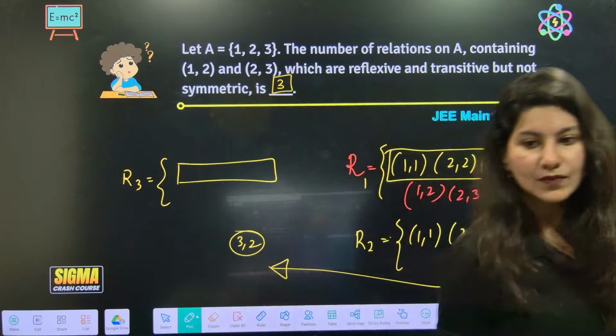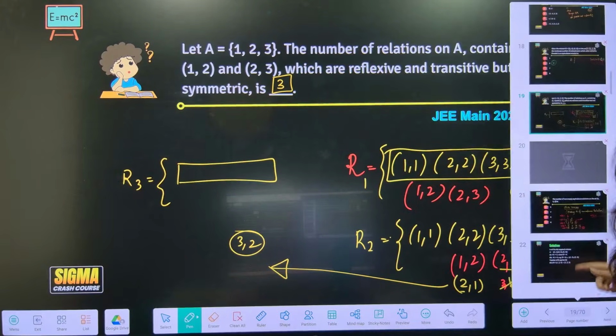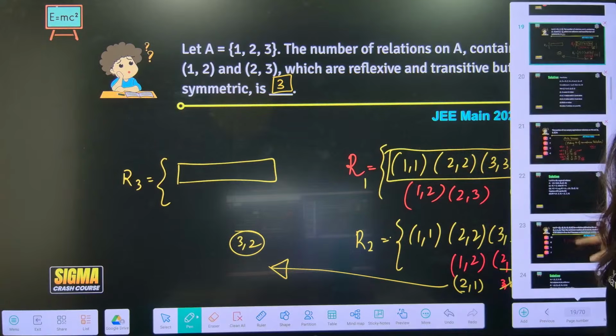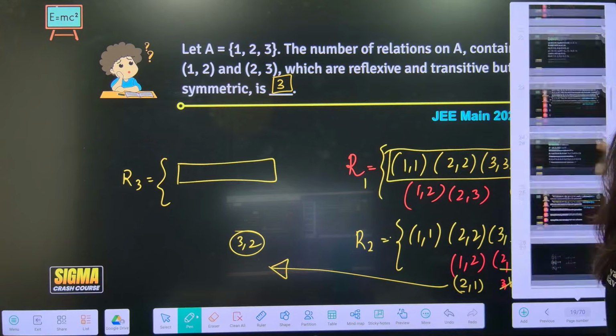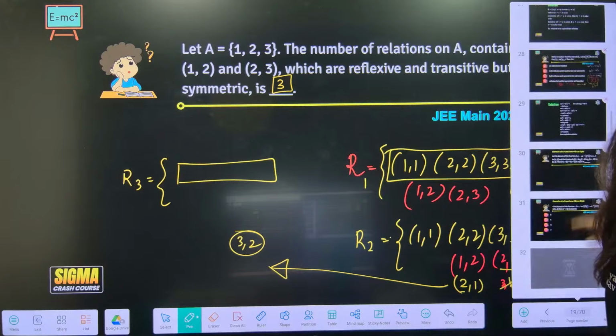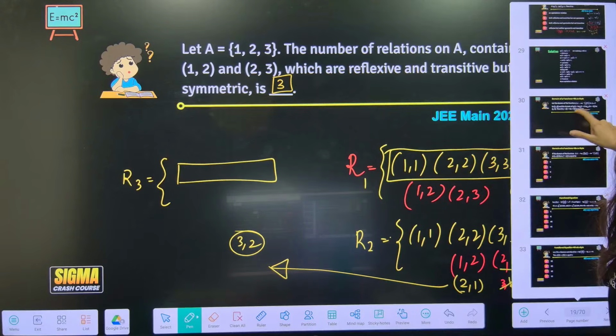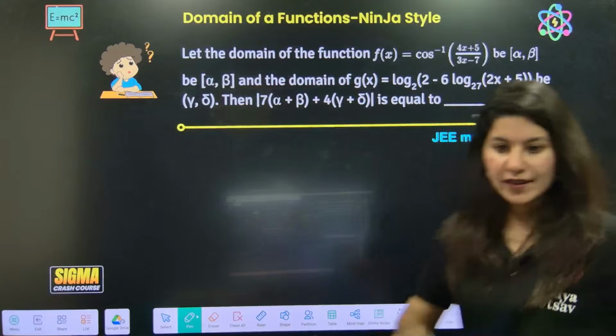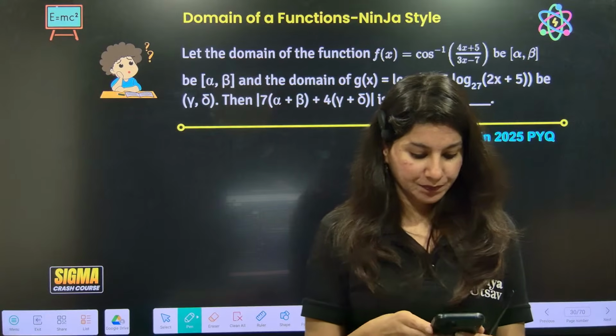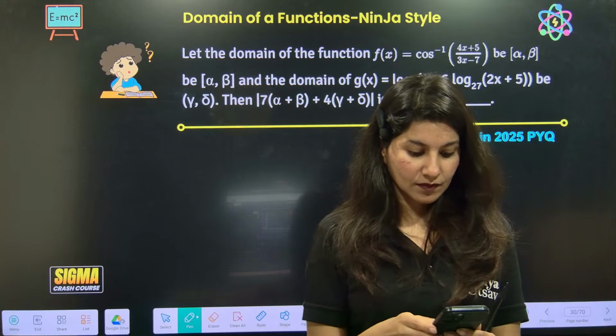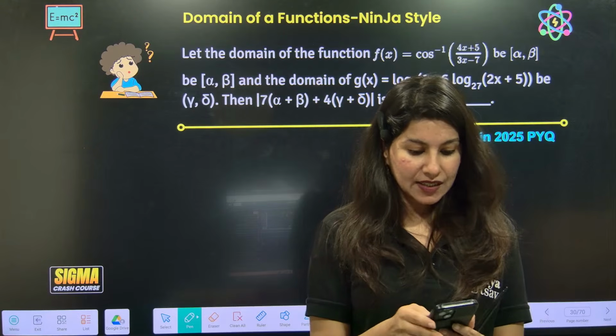Okay. Alright. So if you solve such questions now, you will understand it in a better manner. Okay. Anyway, now we are moving on to the next thing. Okay, so many relation questions are there. Let me put this in Telegram also.